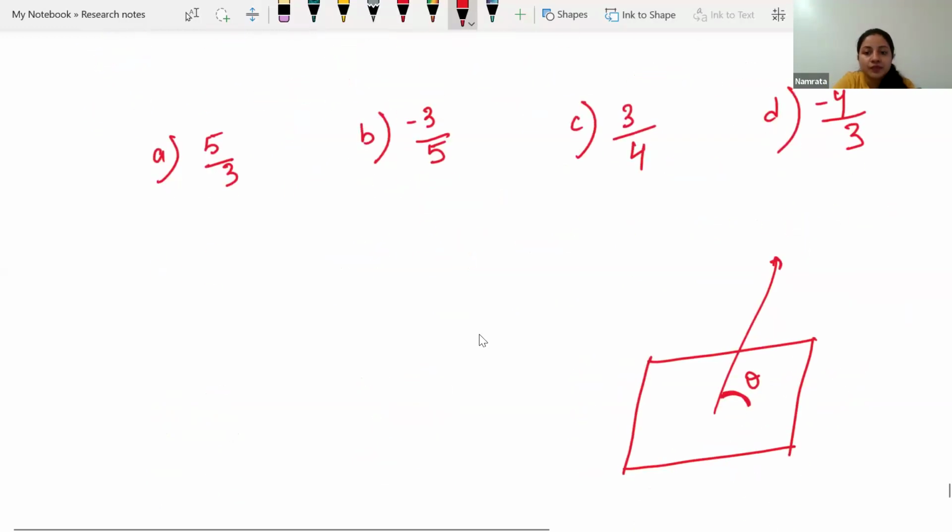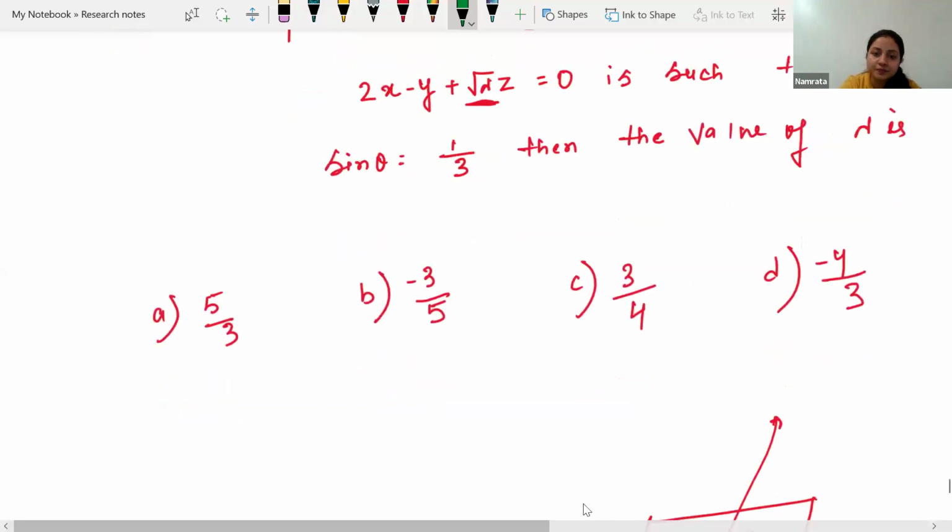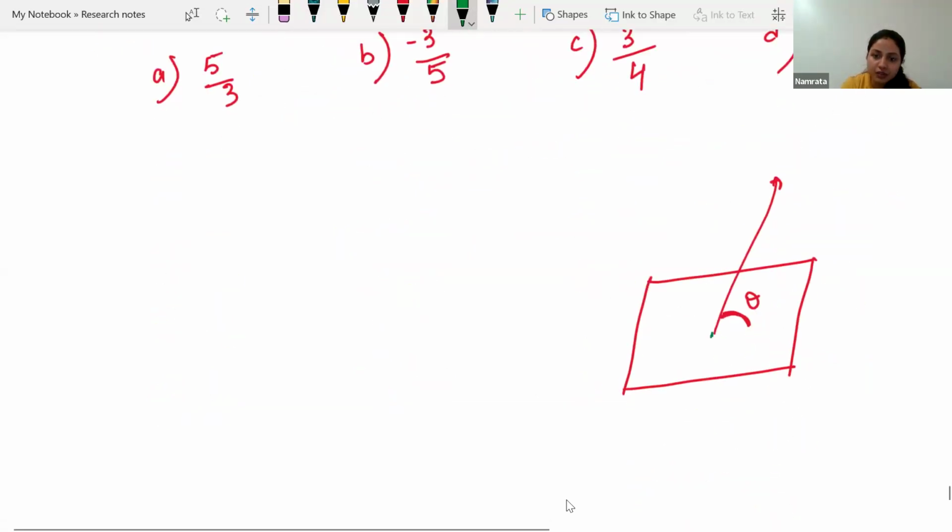Sine theta is given, a plane is there, a line is there. Can we say here, if we make the normal to the plane, this normal will make 90 degrees with the plane, that we know. Now, this red angle is theta. The green angle, the total angle is 90 degrees. So can we say this one is 90 minus theta? Yes, we can say this one is 90 minus theta.